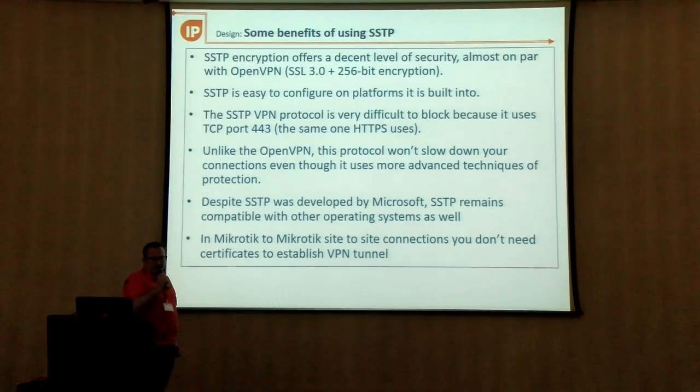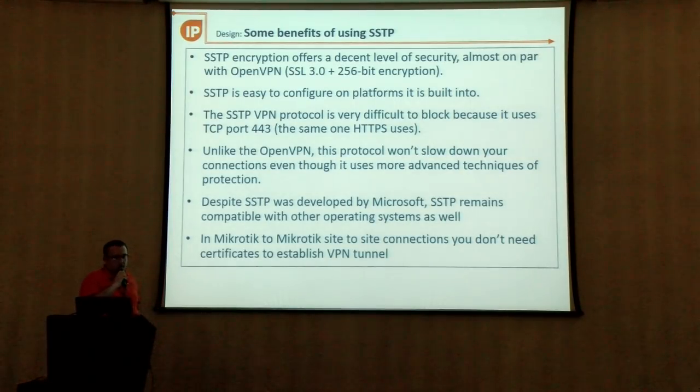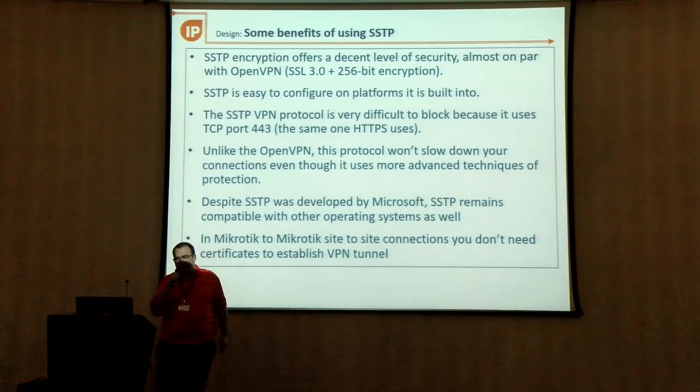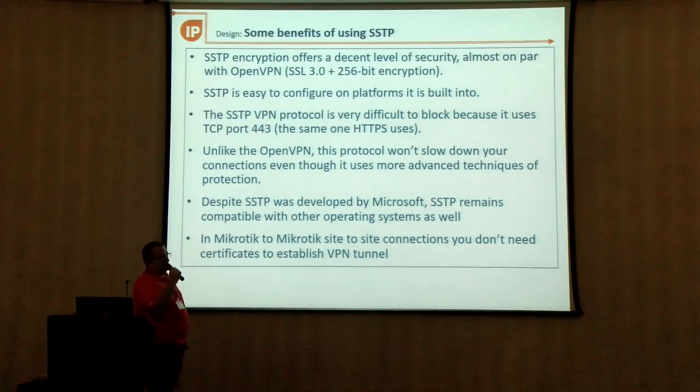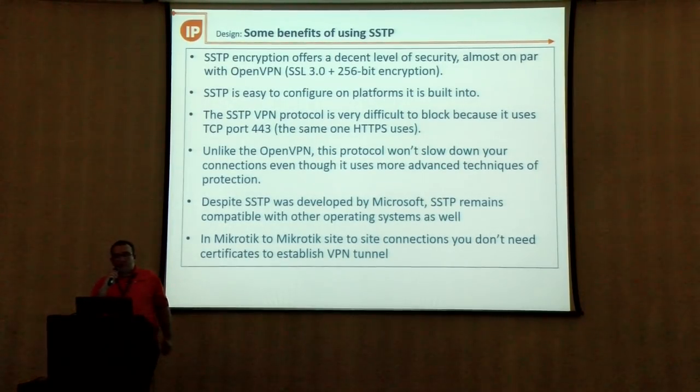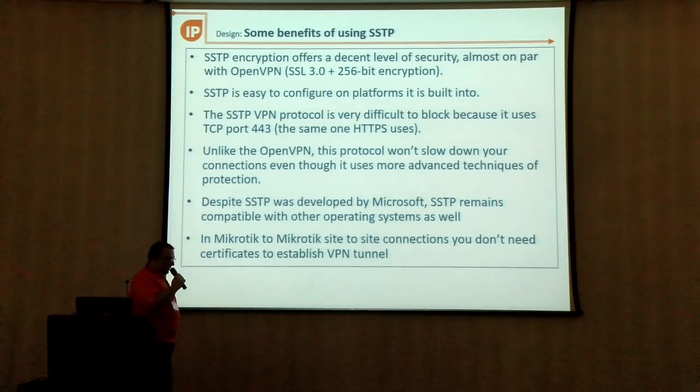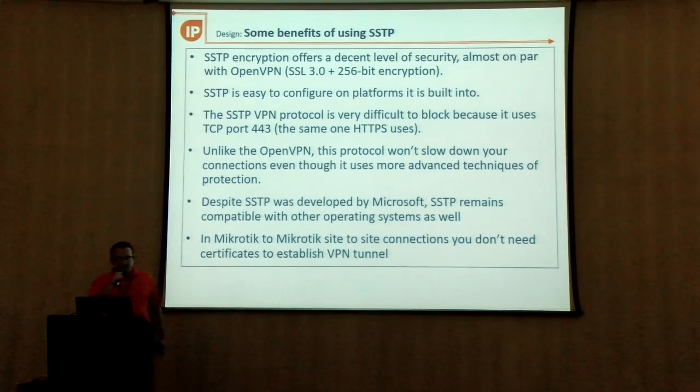So here are some benefits of using SSTP. SSTP offers a decent level of security, almost on par with OpenVPN. SSTP is easy to configure on the devices that it's built into. As we said so many times, it's very difficult to block SSTP because it uses 443 as HTTPS. Unlike OpenVPN, this protocol won't slow down your connection even though it uses more advanced techniques of protection. Despite being developed by Microsoft, it's available on Linux and different platforms as well.